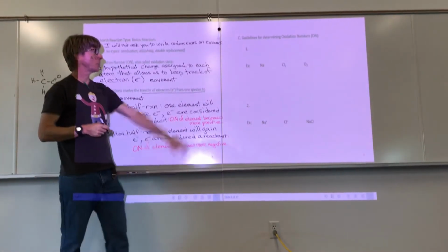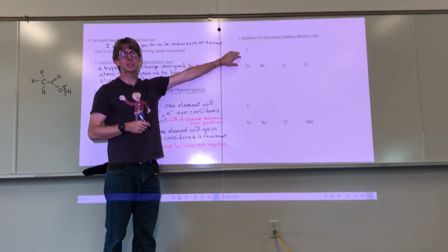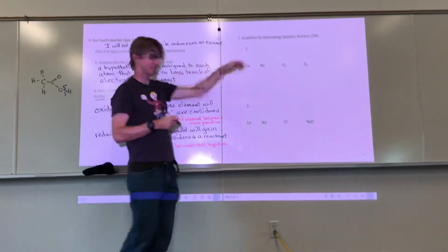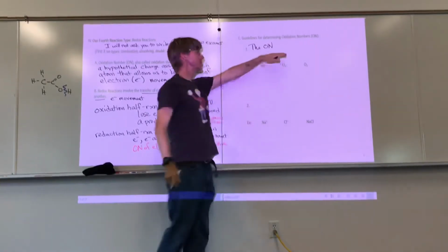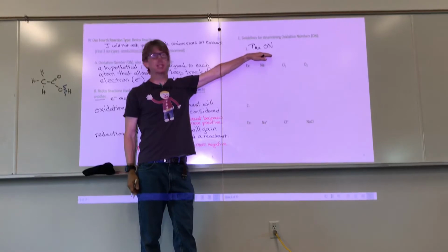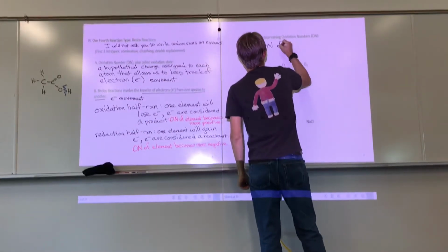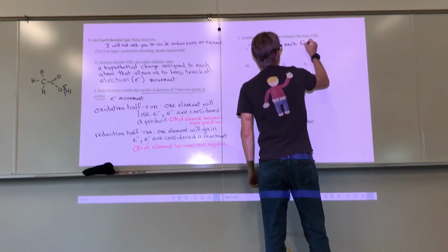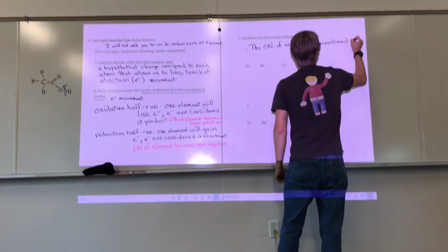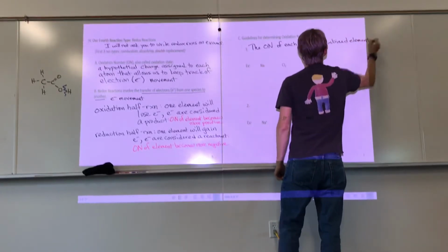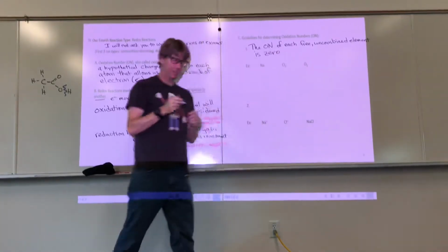First guideline, number 1: the oxidation number of each free, uncombined element is 0. I'm going to use ON as my abbreviation for oxidation number. The oxidation number of each free uncombined element is 0.